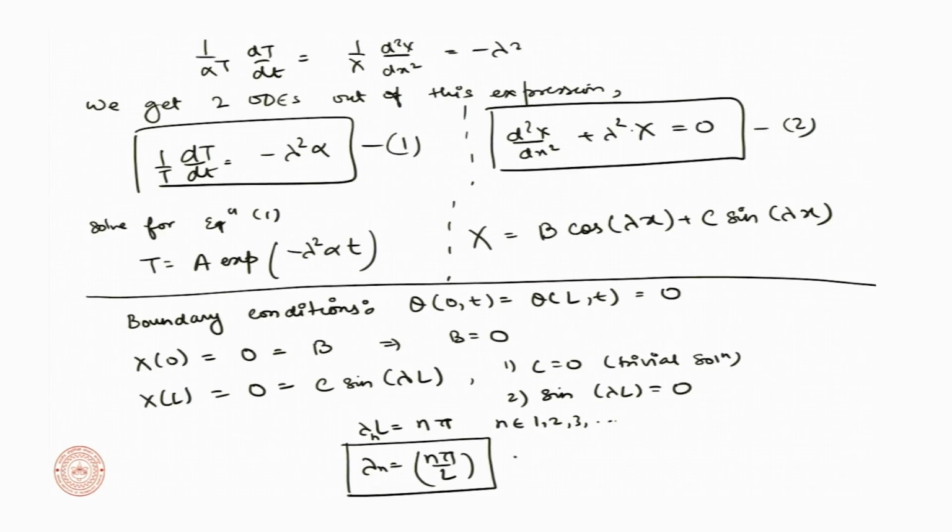Okay. These are the eigenvalues of the equation sine of lambda L equals 0. So, for sine of lambda L equals 0, lambda n is n pi over L. All right. Now, we are coming to a position where we can start gathering our expression. So, lambda n is n pi over L.